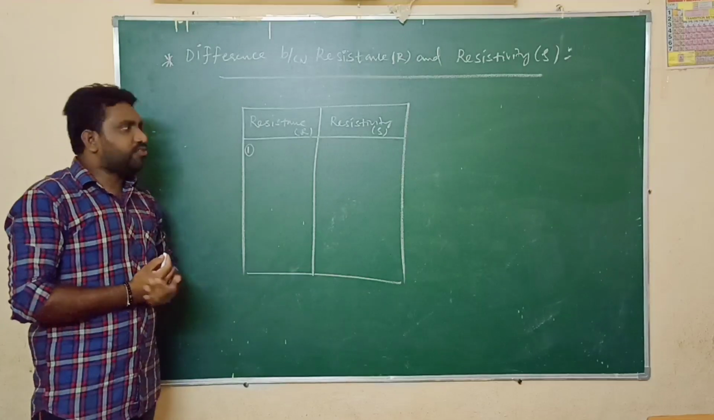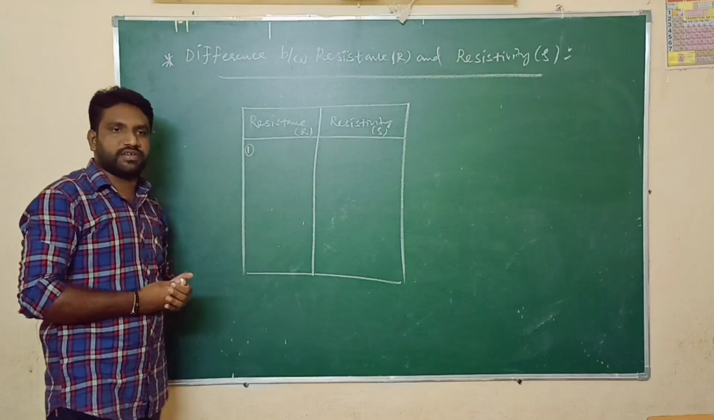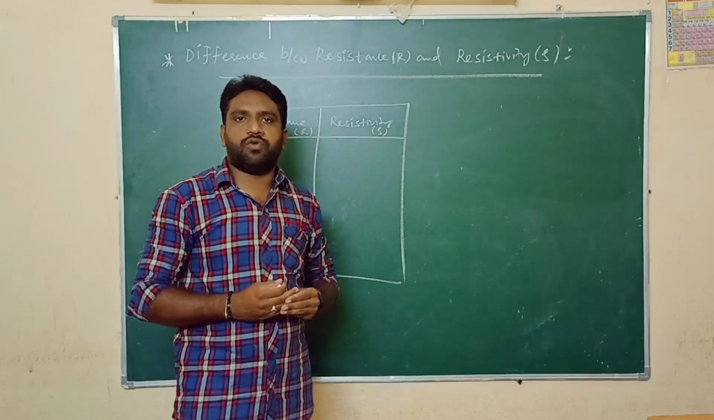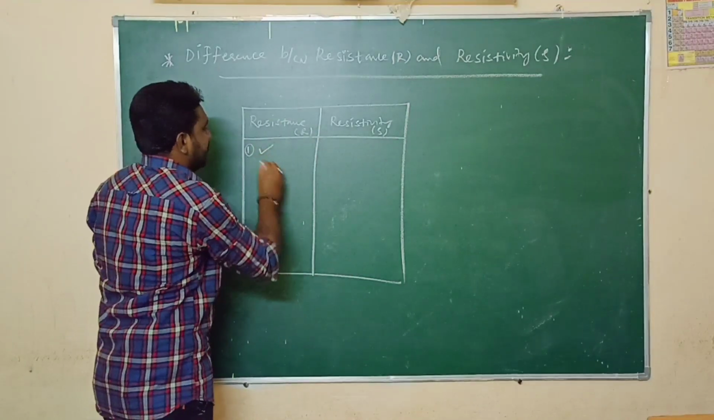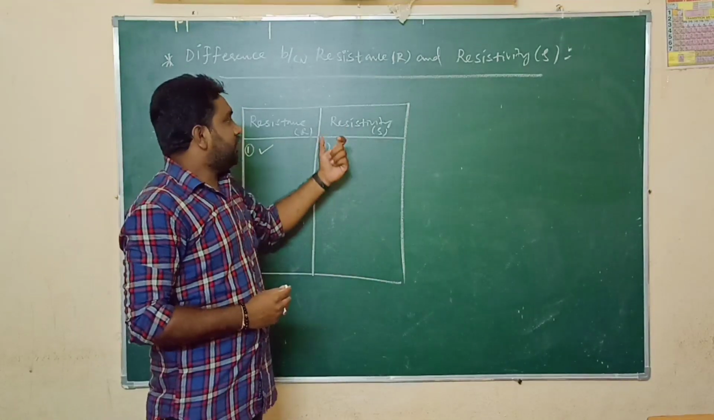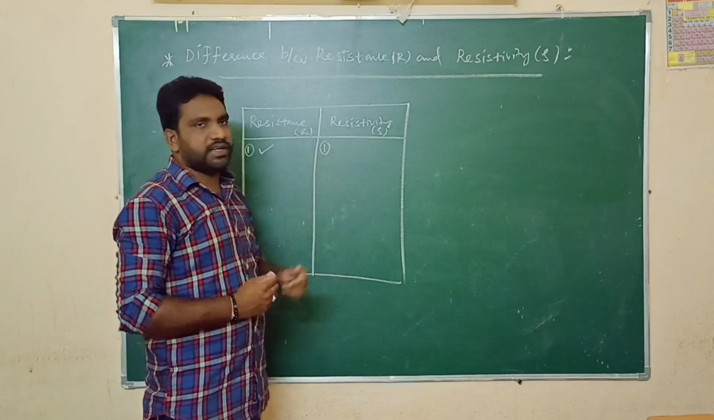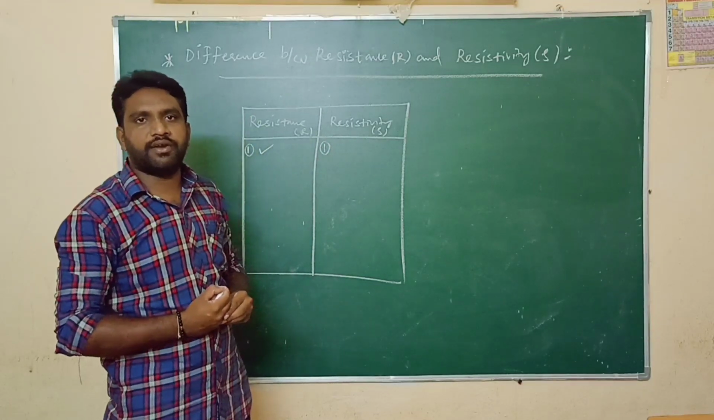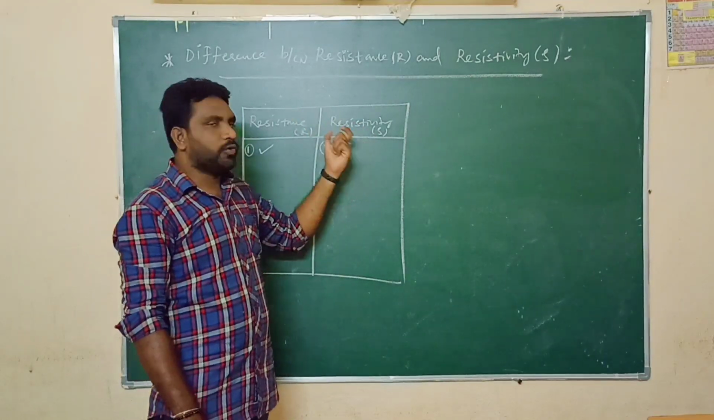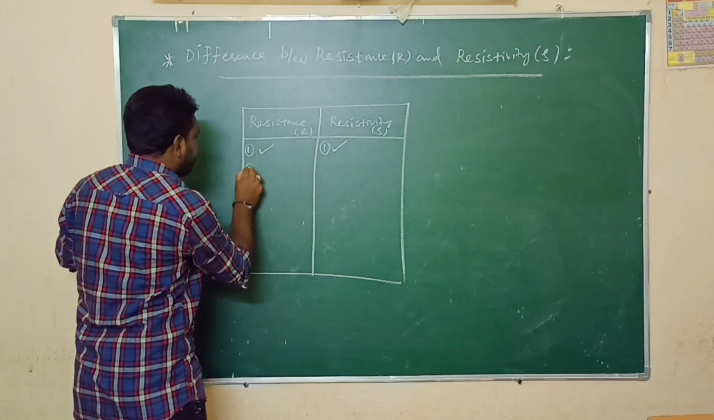First, we consider the definition of both the properties. First for resistance: what is meant by resistance here? It is the nature of a conductor. It always opposes the flow of current. That is nothing but resistance. Now we will see the definition of resistivity. Resistivity is the resistance of a conductor of unit length and unit cross sectional area. Very simple. So definitions are completed.